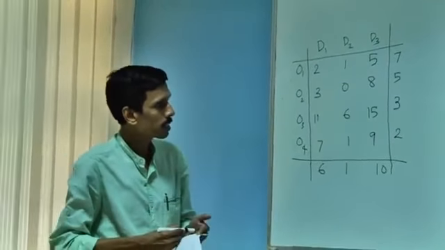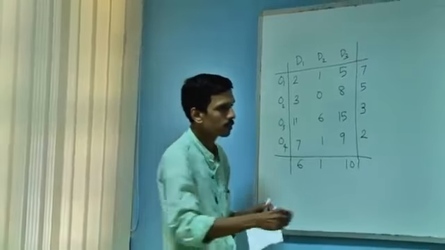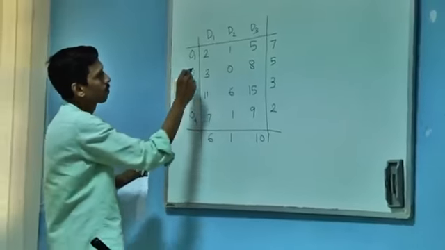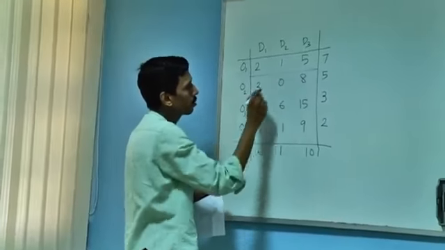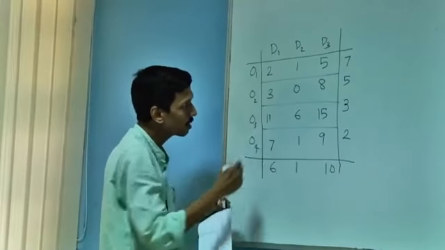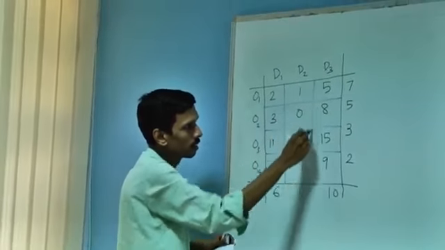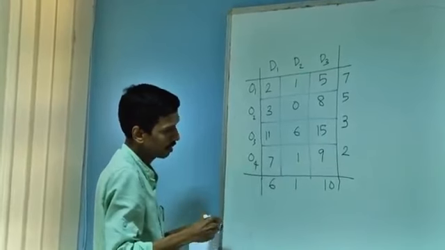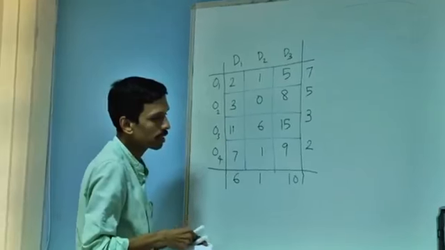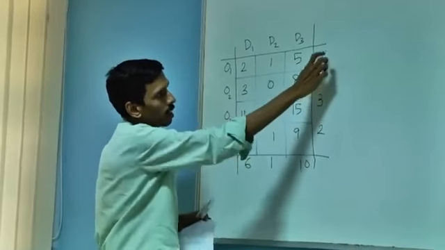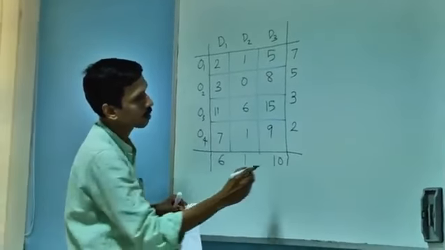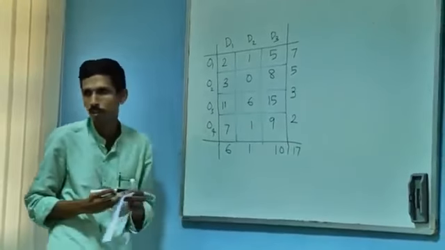Look into this problem and say whether it is a balanced one or not. Is it a balanced TP or not? It is balanced. Why is it balanced? The total demand is 6 plus 1 plus 10, that is 17, and the total availability is 7 plus 5 plus 3 plus 2, that is also 17.